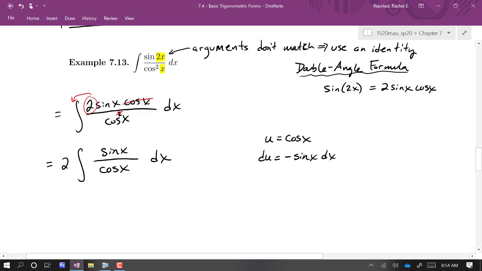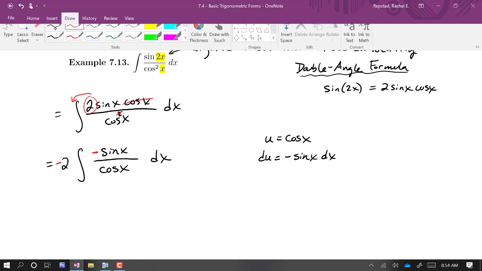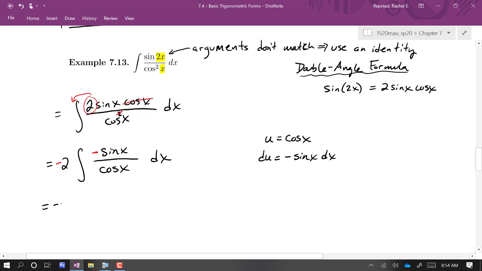The reason I didn't pick u equals sine x is because du should never be in the bottom. We don't want that du function to be in the denominator of a fraction. So du is negative sine x dx, so I just need a negative here. I'm going to throw that in. It's a factor of negative 1. I'm going to compensate outside. So now we have minus 2 integral du over u.